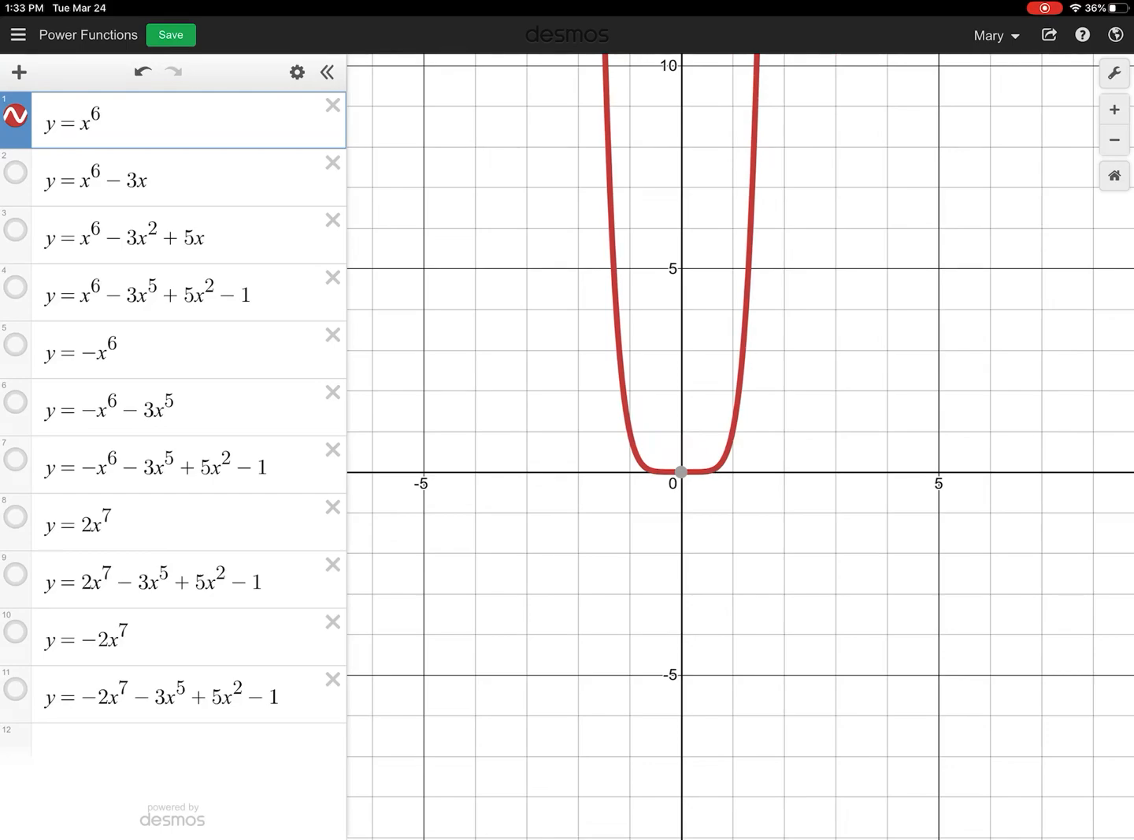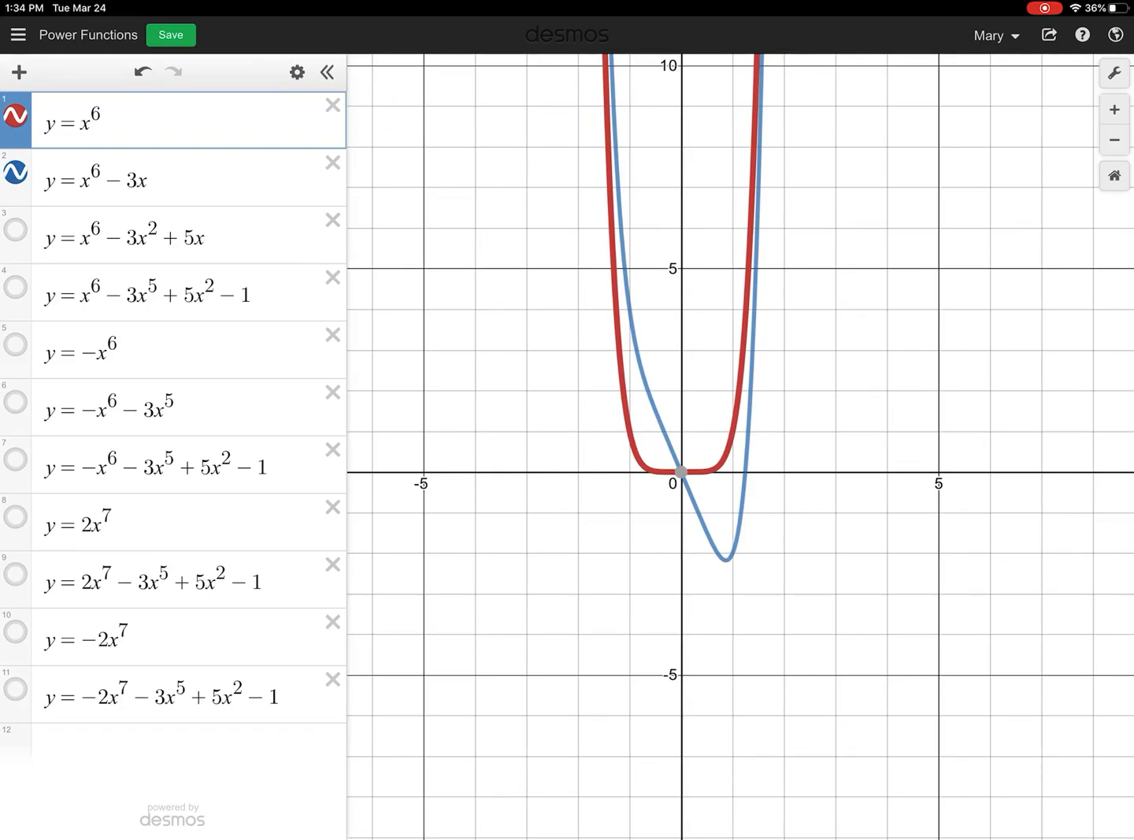Now, if we compare this graph to, say, something slightly more complicated, x to the sixth minus 3x, so now we have that there in blue, that is going to look a little different. But what I want you to notice about that graph is the end behavior. What is it doing on the left side and the right side of the graph? On the left side and the right side, the x to the sixth and the x to the sixth minus 3x are really similar. They're both going up to the left and up to the right.